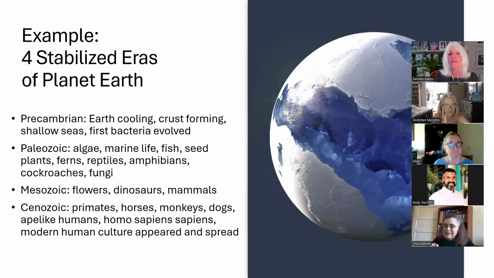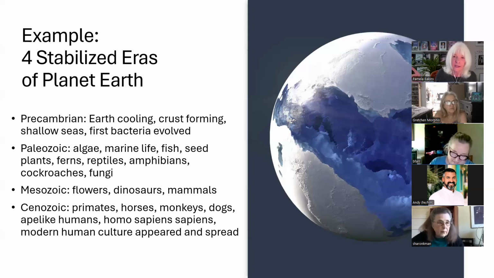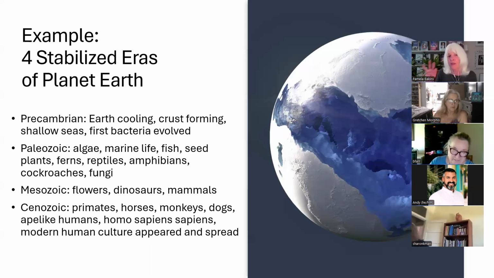Then the Mesozoic period: here come the flowers, dinosaurs, mammals. Oh, it's just all happening. So that gets all stabilized. And then the next period, Cenozoic. That's our era. We're in the Cenozoic era: primates, horses, monkeys, dogs, ape-like humans, Homo sapiens sapiens. That's us. And modern culture begins to appear and spread. So this is where we're at now. These are four really big stages on the planet Earth.